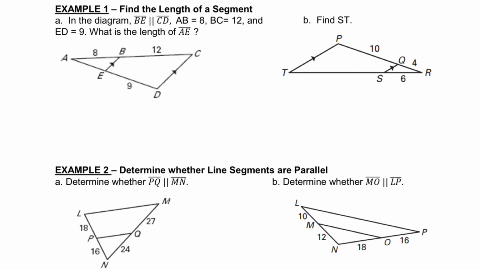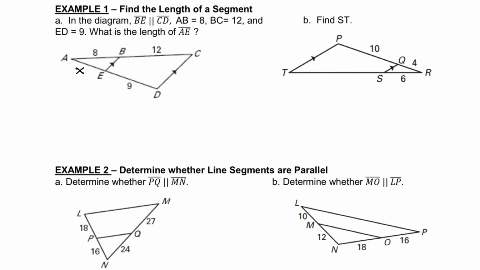Example 1, part A, is pretty set up for you already. Not only did they give you the diagram, but they took all the given information and also drew that on the diagram. You want to note that these two segments, segment BE and segment CD, are parallel. So then we can apply the theorem. Now notice that we're trying to find the length of segment AE. So let's call the distance from A to E X right here.